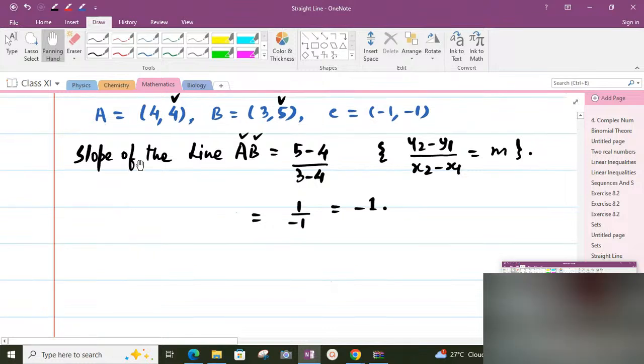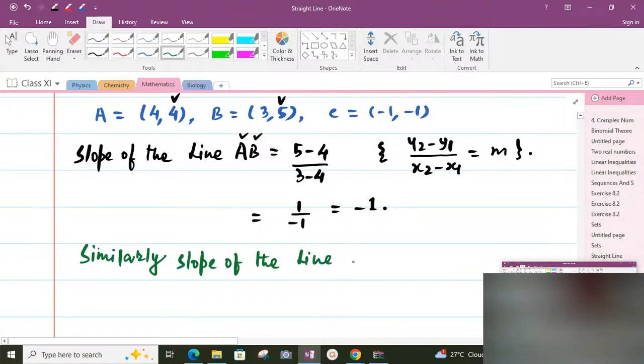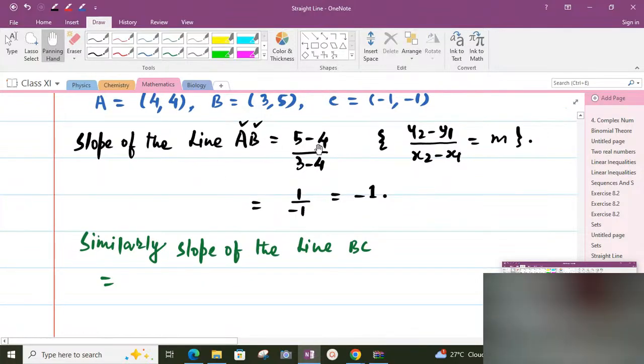Similarly, the slope of the line BC equals minus 1 minus 5 by minus 1 minus 3, which equals minus 6 by minus 2, equal to 3.